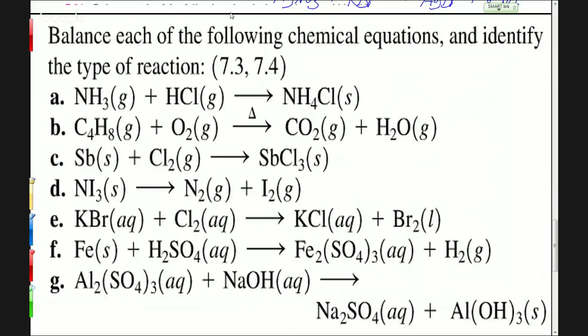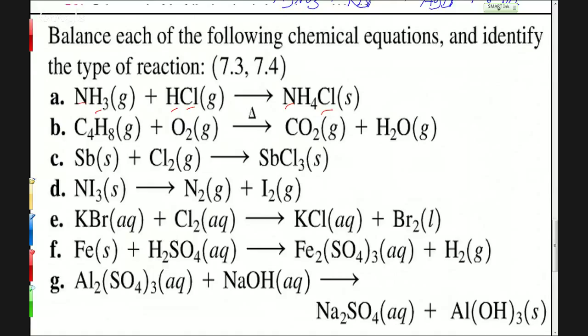All right, let's take a look at some of these. Any that you're having trouble with specifically you want to look at? First one? Okay. So let's set up how many of each thing are on each side. We've got 1 nitrogen on each side, 4 hydrogens on each side, and 1 chlorine on each side. So that's it. It's balanced. Doesn't need any more numbers. Right?